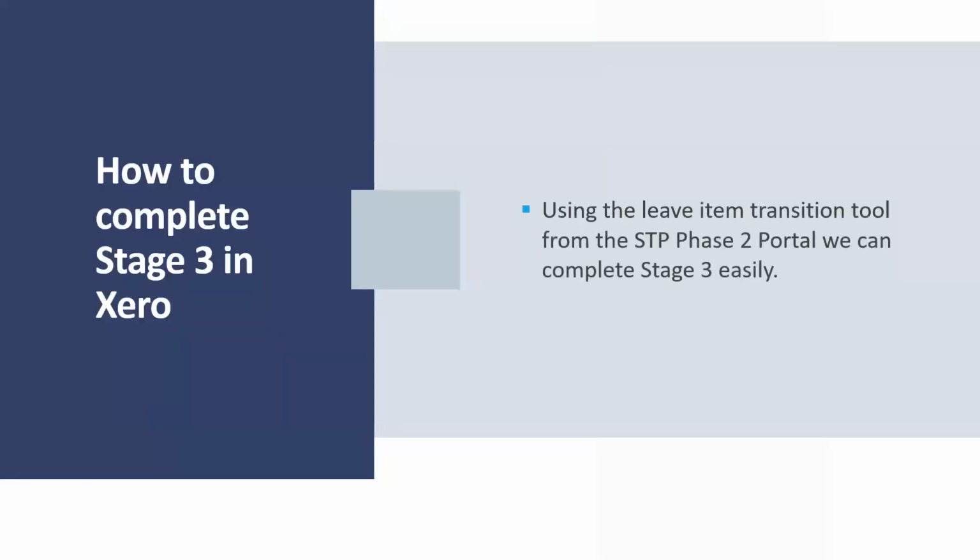Using the leave transition tool, we can easily update the leave pay items that are missing a category. Remember that unpaid leave items won't require a leave category to be assigned, and this is because there is no ATO requirement to report unpaid leave through Single Touch Payroll, as there is no actual payment to report. So let's jump straight into a live demo of stage 3.